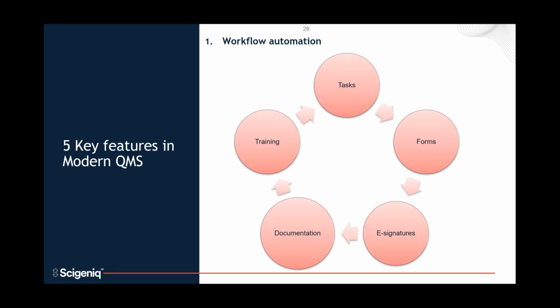Next slide, please. So the first one here is to automate workflows. Now, what we want to do is basically go paperless. This is the first step. If we don't clear out papers from our desks, from our operation, we cannot go up and have a higher maturity level in digitalization in our organization. So we want to digitalize tasks, forms, documentation and training. This is all, of course, replacing manual signatures with electronic signatures.